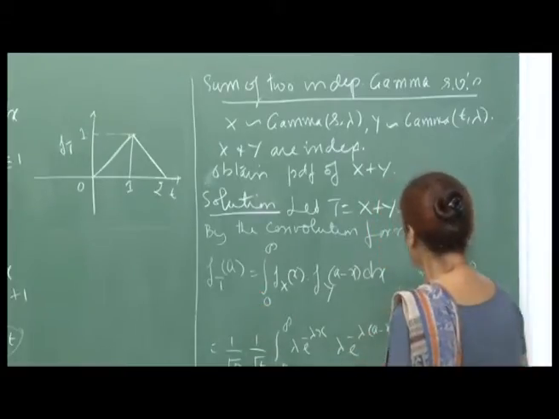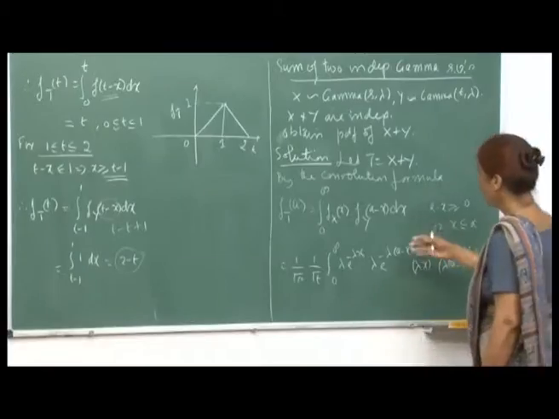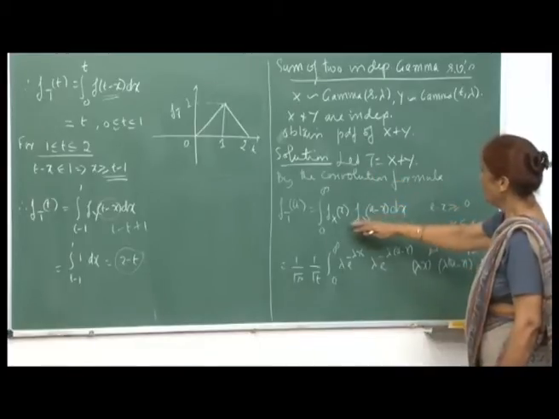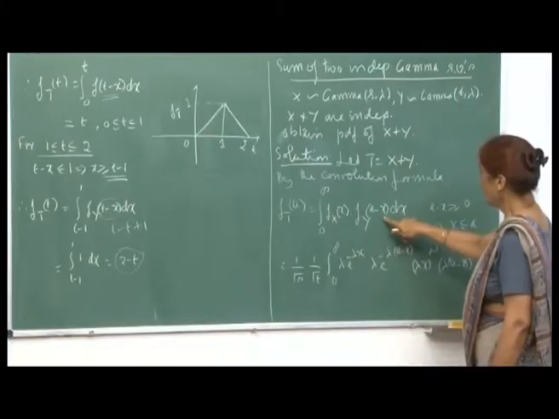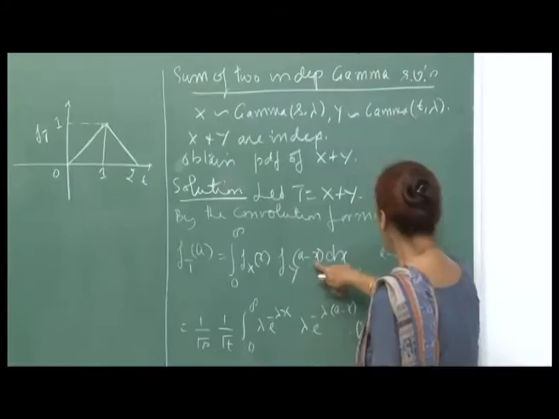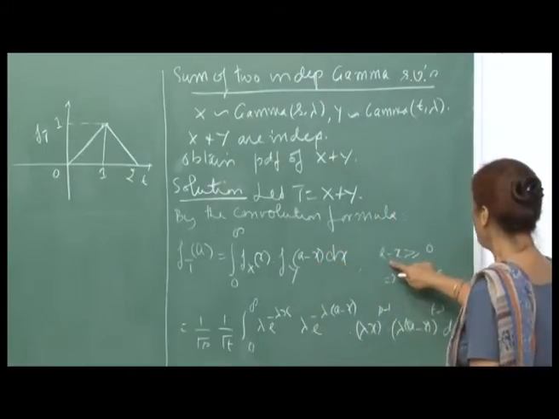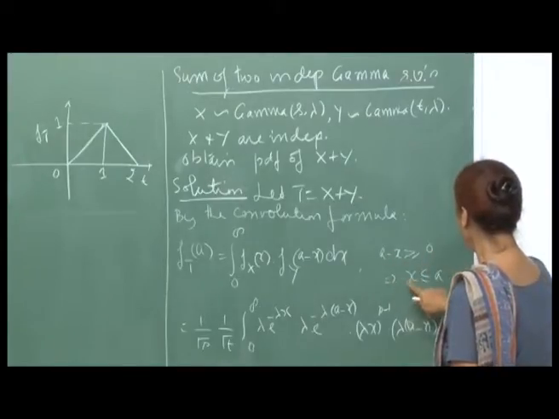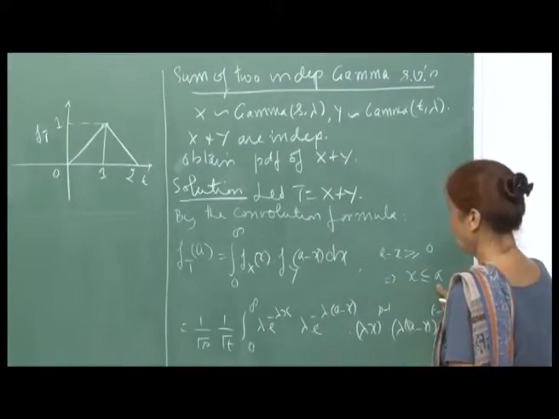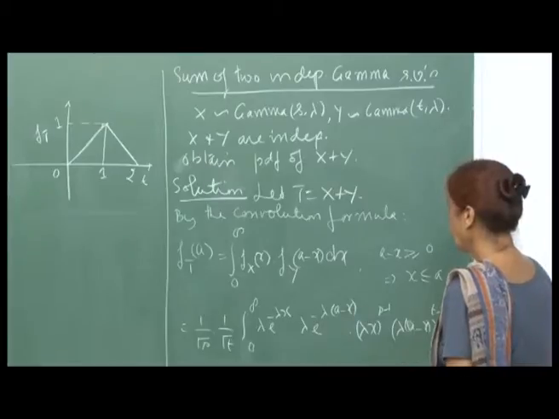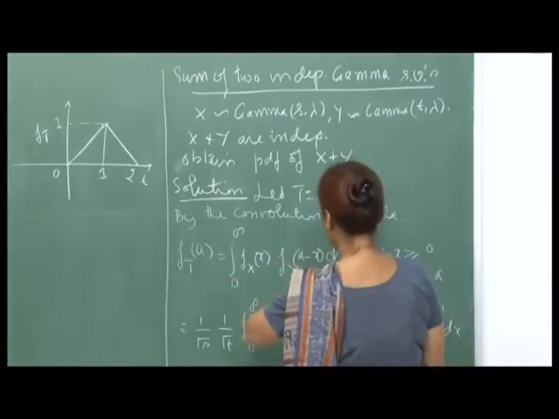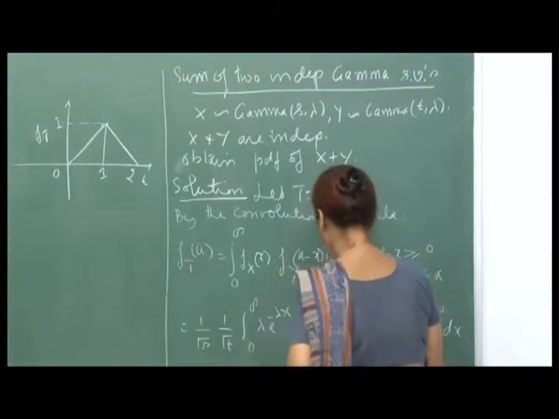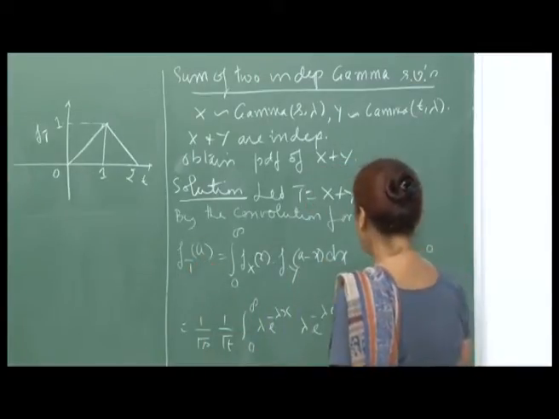Now, here again we have to apply the same thing, because a gamma PDF is defined only for non-negative variables. So, therefore, a minus x has to be non-negative, which implies x less than or equal to a. And so, that means here my integration has to be from 0 to a.